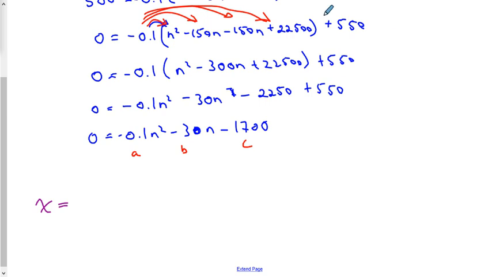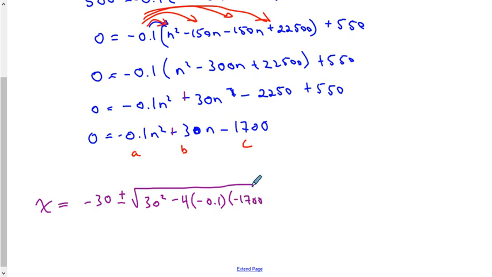I just realized that my signs are off. When I multiplied my negative number through, this should have turned positive. So that should be positive. Okay, cool. Now we're rolling. So negative B is going to be negative 30 plus or minus the square root of 30 squared minus 4 times A times C, all of that over 2 times A.